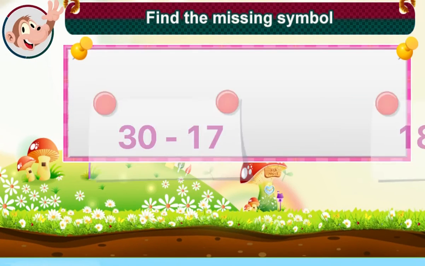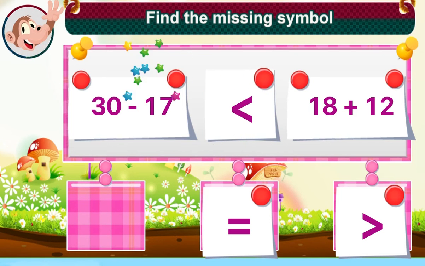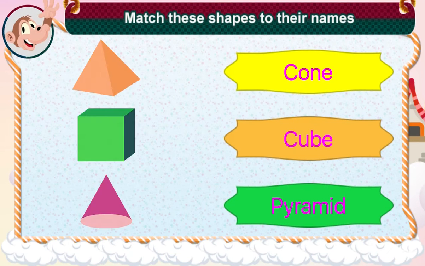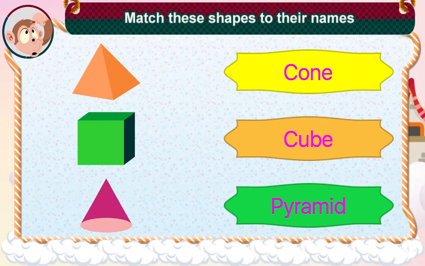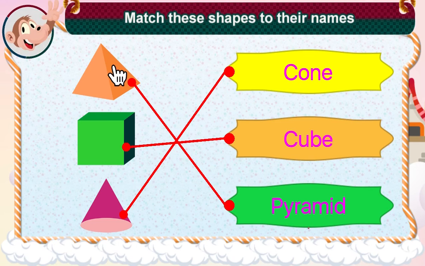Find the missing symbol. Equal to. Less than. Match the shapes to their names. Cone, cone. Cube, cube. Pyramid, pyramid.